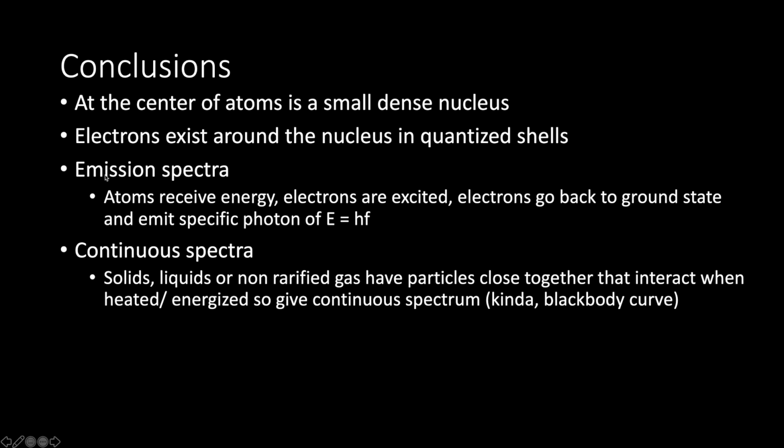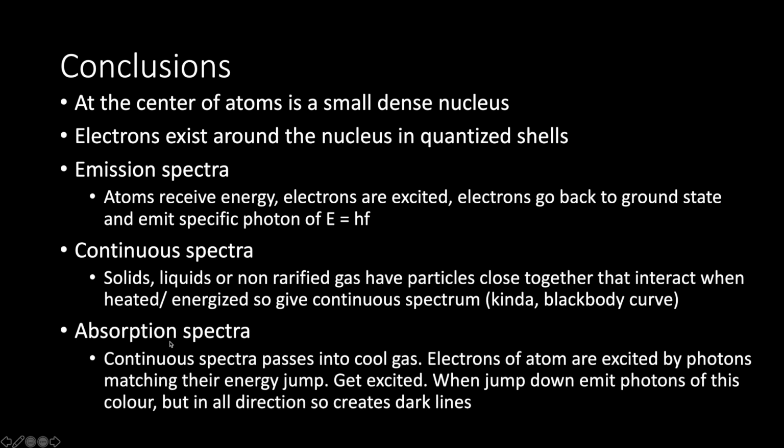But the main focus being the emission spectra and the absorption spectra, which is where a continuous spectra passes into a relatively cool gas. The atoms are excited by the photons, matching their energy jump or change in energy states. They get excited, fall back down, and emit photons in all directions, so we get absorption, creating these dark lines.